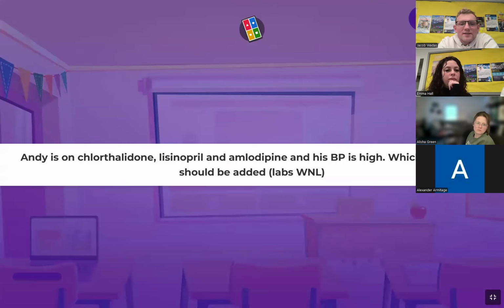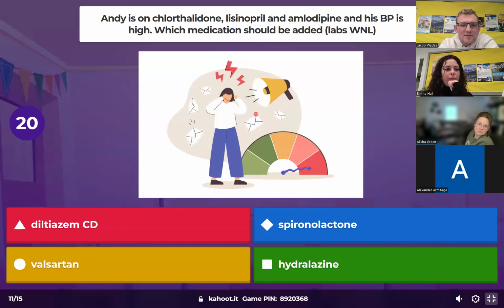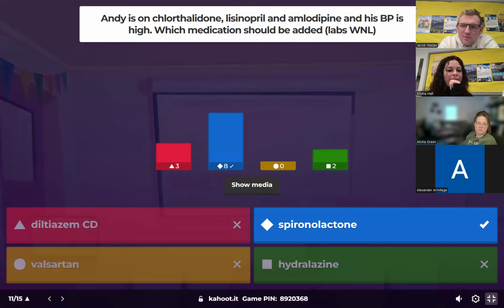All right. Andy is on chlorthalidone, lisinopril, and amlodipine, and his blood pressure is high. Which medication should be added? And all labs are within normal limits. Spironolactone, right? So again, this is an example where you're looking at the medications that are already there. I wouldn't be adding valsartan since they're already on lisinopril. So just take everything into consideration.